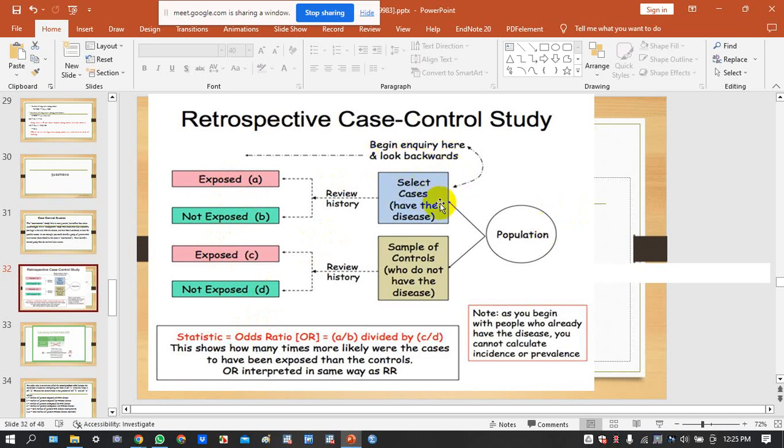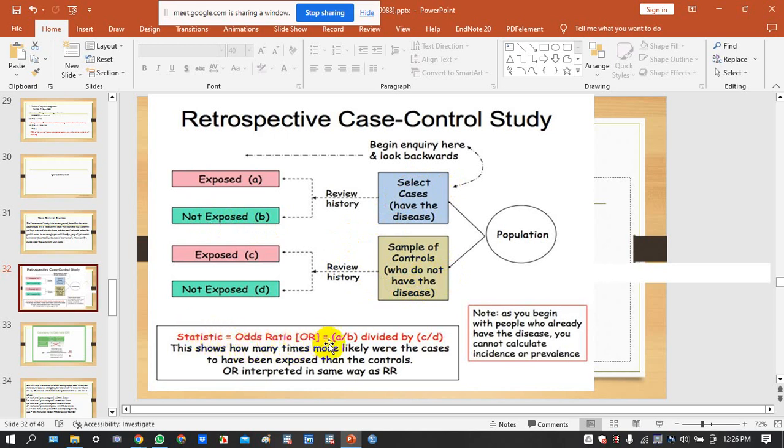So we select cases, those who have the disease, and a sample of controls who do not have the disease. Maybe at week 24, or even at delivery, you select the cases and the controls. Then you look back at the risk factors, what they were exposed to, and those who were not exposed to anything. What made the cases develop the condition, and what made the controls not develop the condition. You look at it.